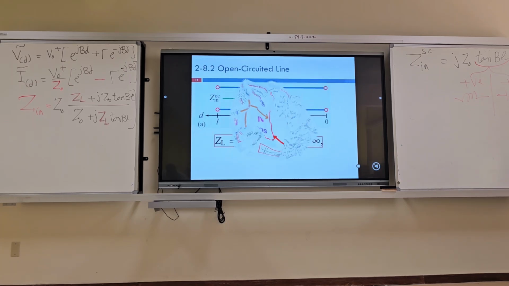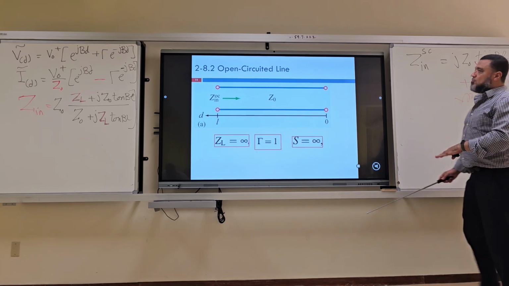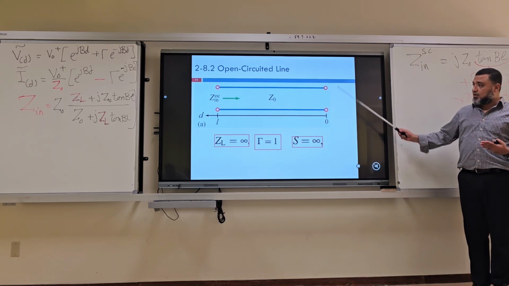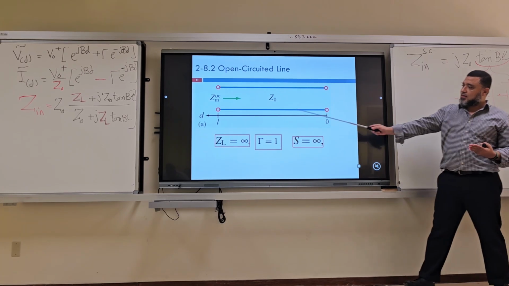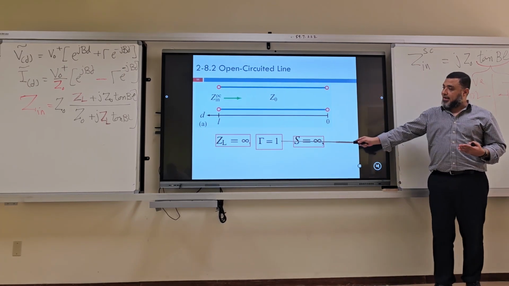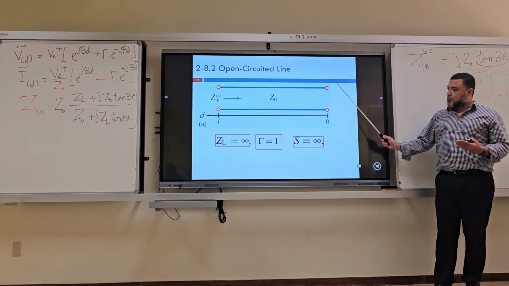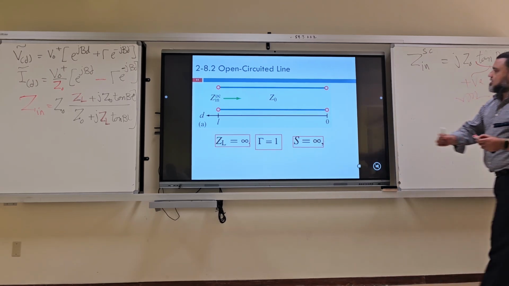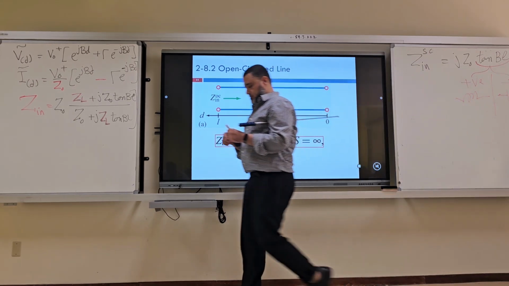Okay? Now we move to the other case, which is the open circuit. Instead of short circuit, we have open circuit. If the transmission line is open circuit, the load is infinity. What is gamma at the load? What is the reflection coefficient here?